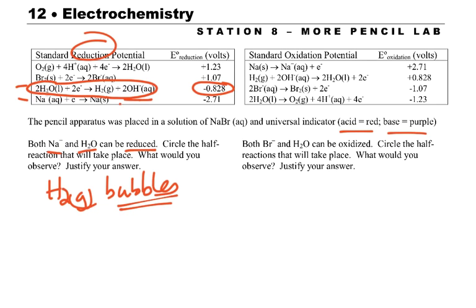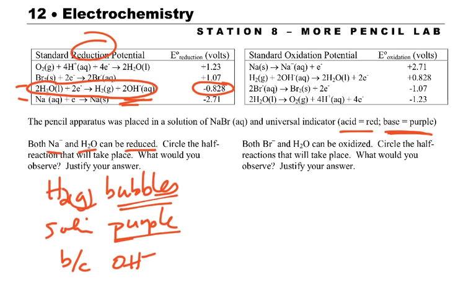And because this is hydroxide, that's going to be a base, so the solution will turn purple, because of the hydroxide. So those are the observations, and the justification is we're going to get bubbles because we have hydrogen gas formed, and it's going to be purple because we have hydroxide formed.